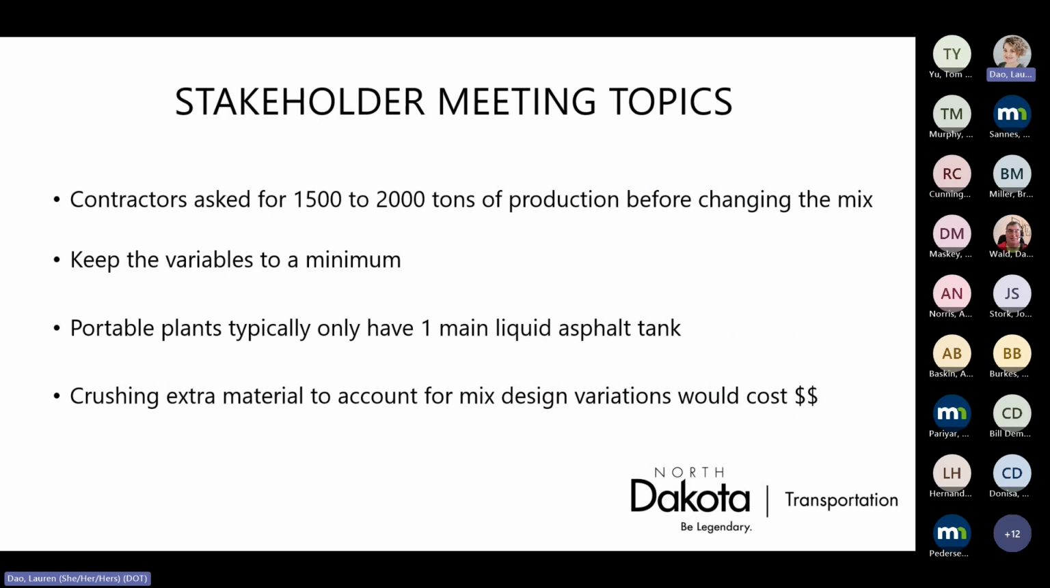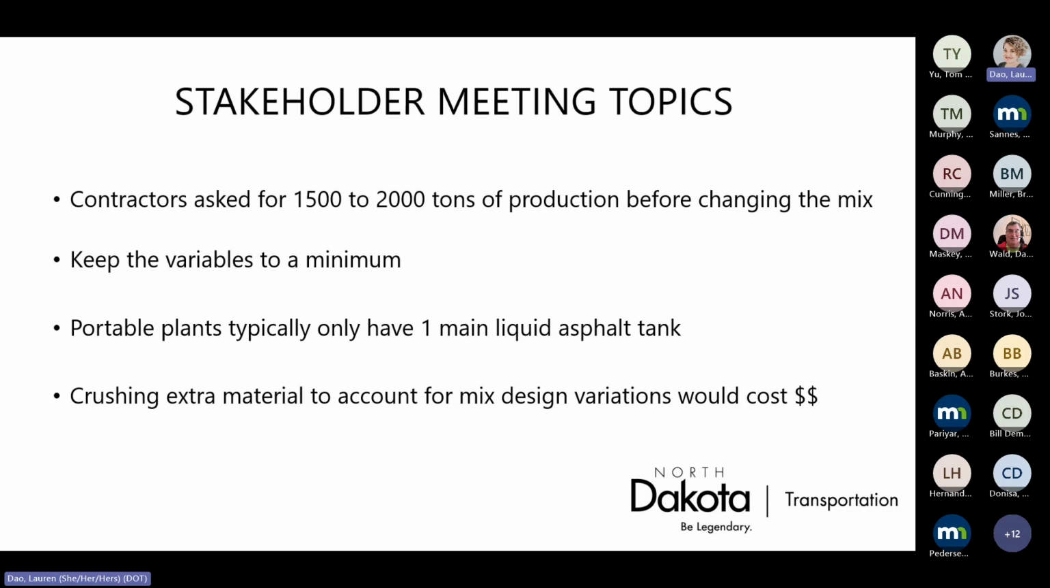So we went into these stakeholder meetings. They're very, very beneficial in the sense that we had an idea of what we thought we wanted and came out of it with a totally different plan of what we were going to do. So here were some of the things that were brought up. Contractors asked for 1,500 to 2,000 tons production before changing the mix. We were thinking less. Keep the variables to a minimum. That's what we all like, no matter what we do here in transportation.